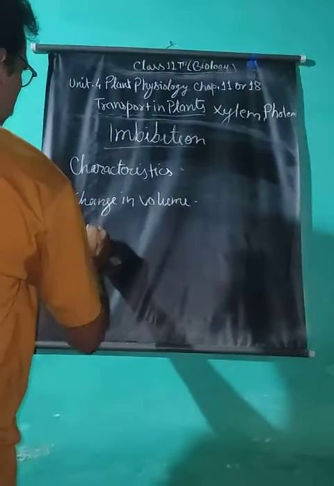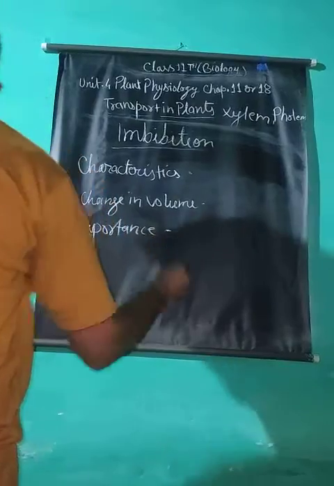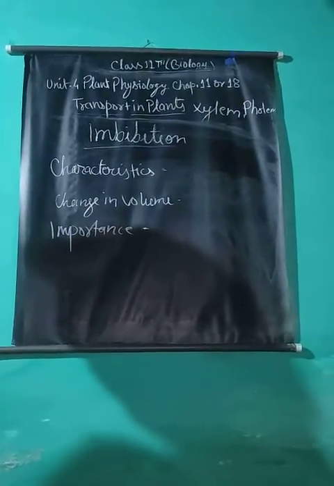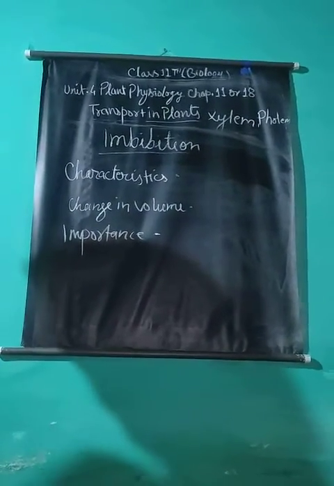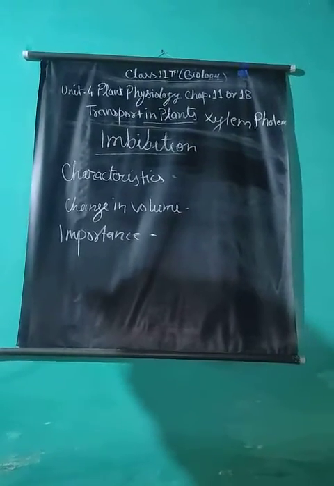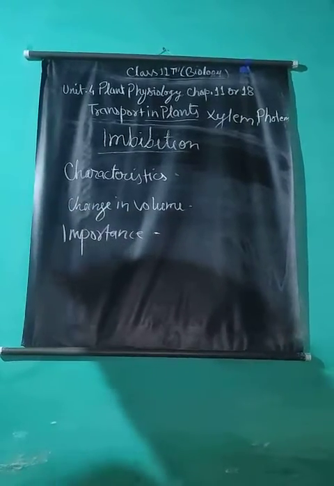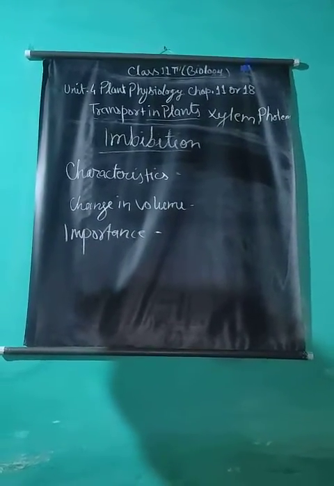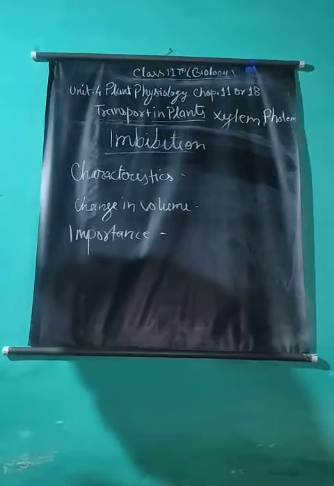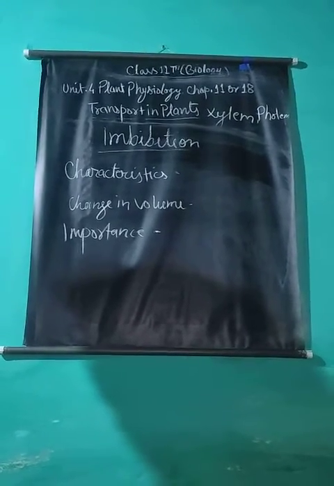Importance of imbibition. Imbibition plays a vital role in seed germination. The bursting of the seed coat during germination is due to high imbibition pressure. It makes the germination process easy. Egg cells absorb water through imbibition. Imbibition helps in the transport of water inside a plant body.